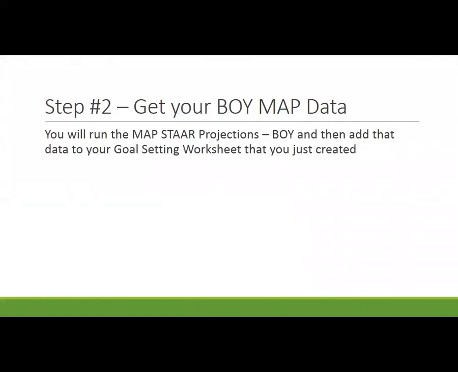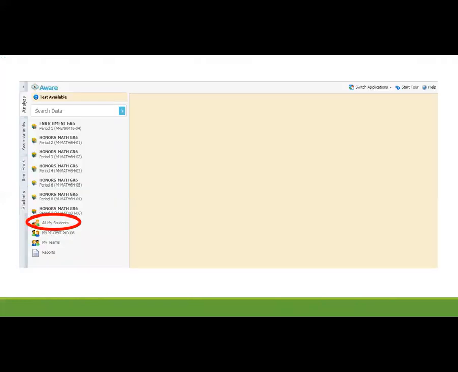So step number 2 is to get your beginning of year MAP data. Hopefully all of the students in your class took the reading MAP test and the math MAP test at the beginning of the year. We're going to run our MAP STAR projections in Eduphoria, and then we're going to add that into our goal setting worksheet that we just created.